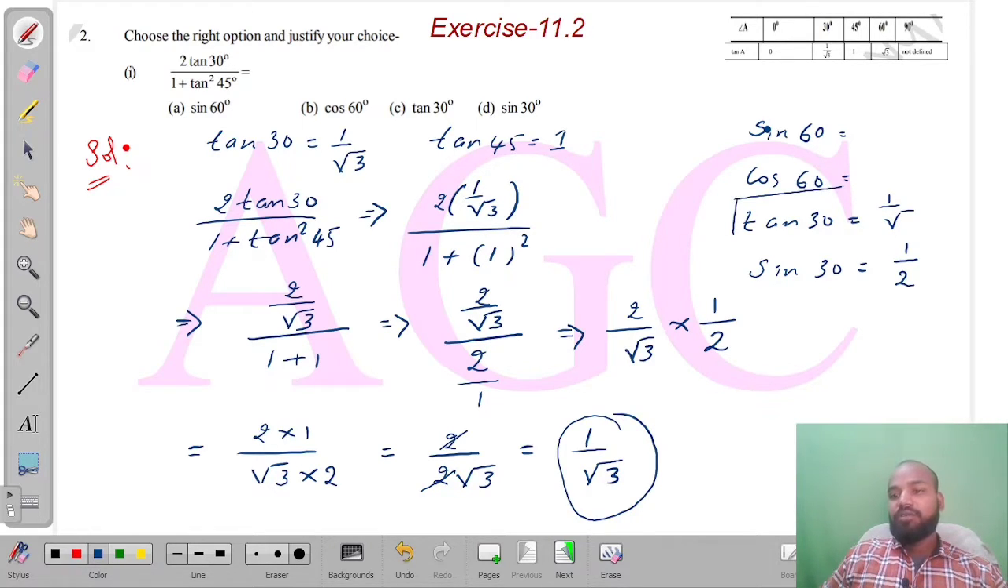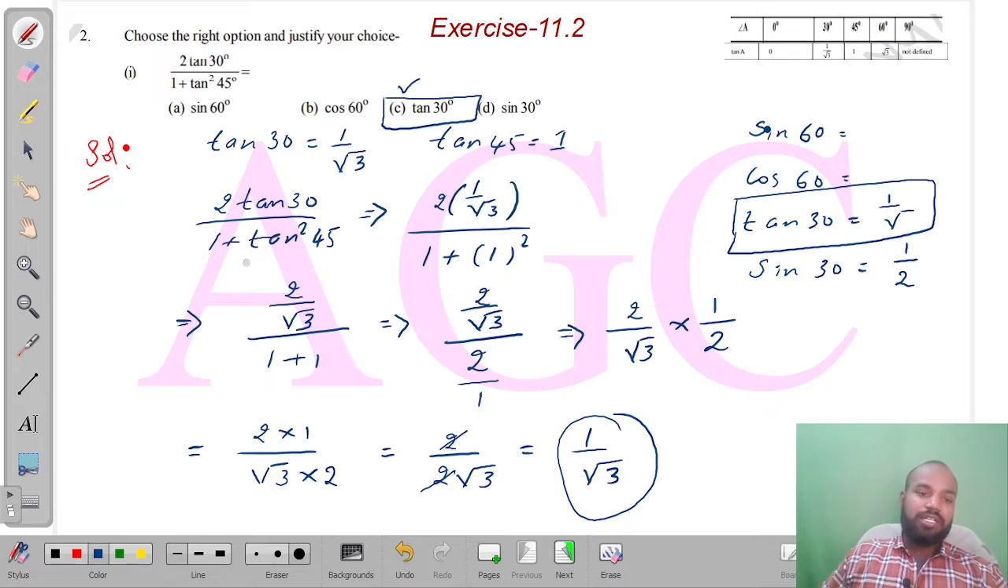So we got 1 by root 3, right? So what is the value here? 1 by root 3 is equal to tan 30. Your option C is the correct answer. Okay, am I clear? So we got 1 by root 3, and 1 by root 3 is equal to tan 30. So C is your correct answer.